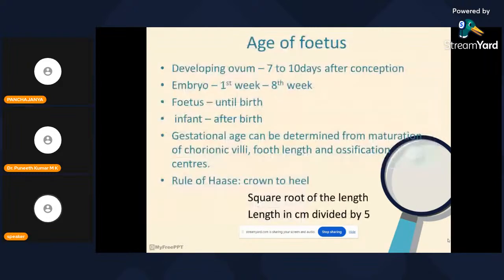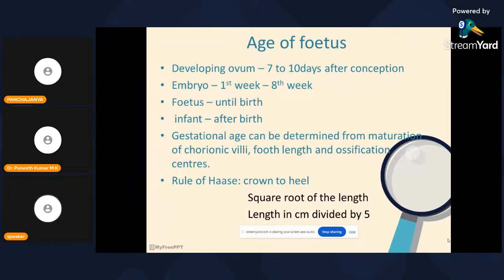Next, age of a fetus. Here, developing ovum. Ovum is called so for 7 to 10 days after conception. It is called a developing ovum, then embryo from the first week to the 8th week, and fetus until birth, and after birth it will be called an infant. And the gestational age can be determined from the maturation of chorionic villi, foot length and ossification centers.